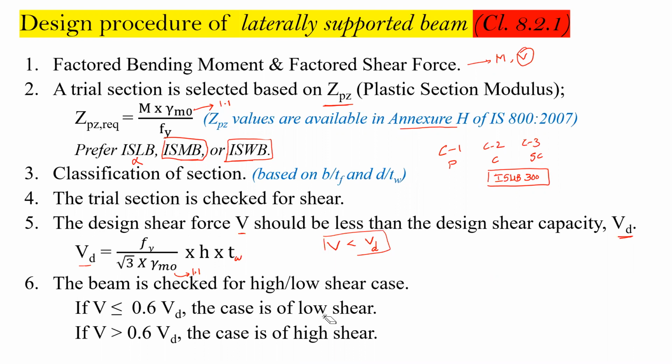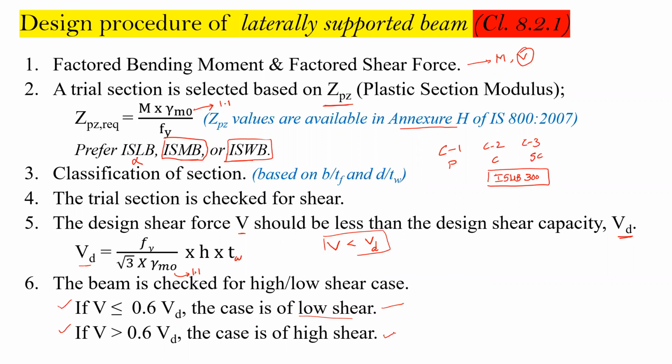If the value of V is greater than 0.6 VD, it is considered a high shear case. So from this, the problem will get divided into two parts. You have to check the V and VD values and identify whether V is less than or equal to 0.6 VD or V is greater than 0.6 VD. If V is less than or equal to 0.6 VD, it is considered a low shear case, and for the low shear case you have a separate design procedure. If V is greater than 0.6 VD, that is considered a high shear case, and for the high shear case you have a separate design procedure. So based on the low shear and the high shear case, the problem has to be designed now.